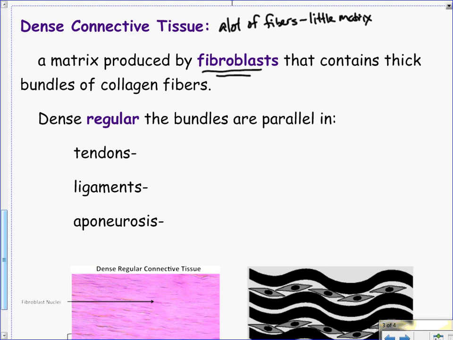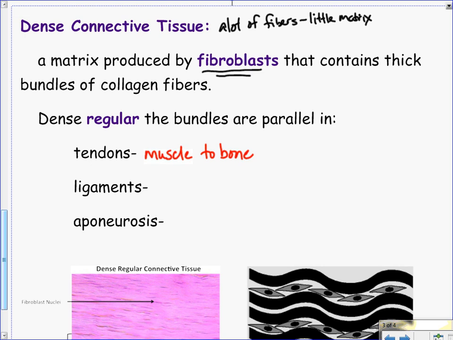Because they're all running in the same direction and they're made out of this strong collagen fiber and they create bundles, that gives them extra strength. So that's where we get the strength in our dense connective tissue. And our dense connective tissue is going to be like tendons, ligaments, and aponeurosis. So tendons and ligaments you guys are probably pretty familiar with. Tendons connect muscle to bone.